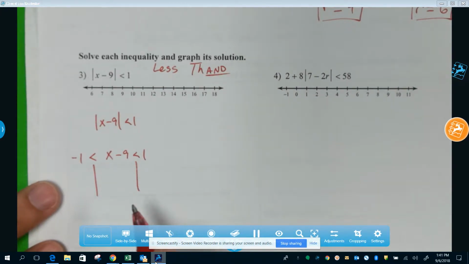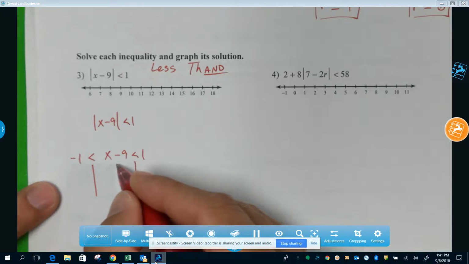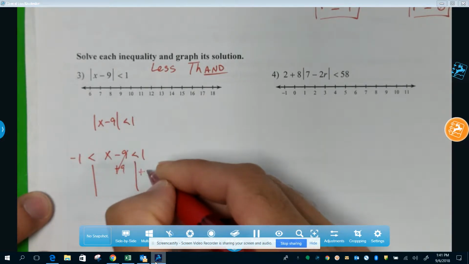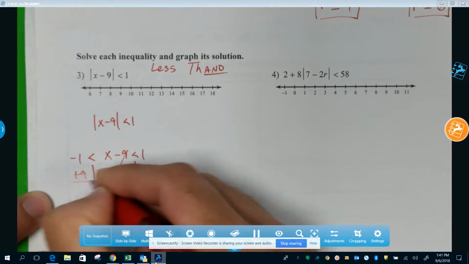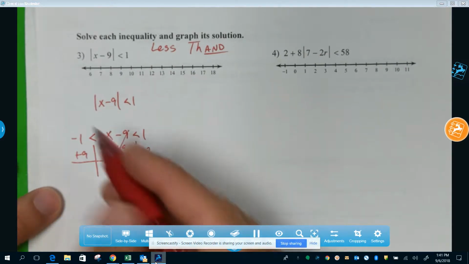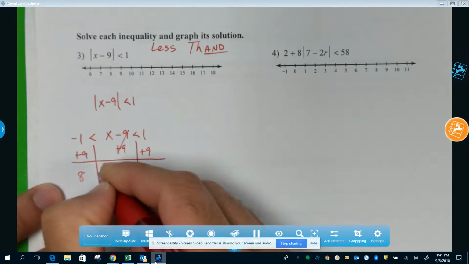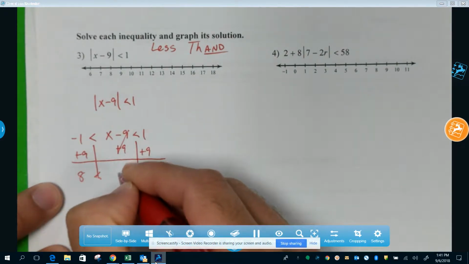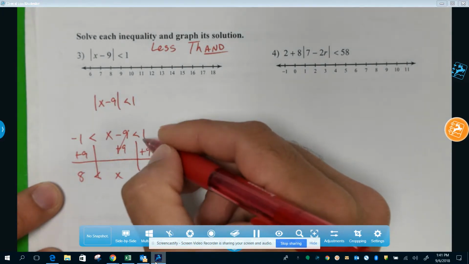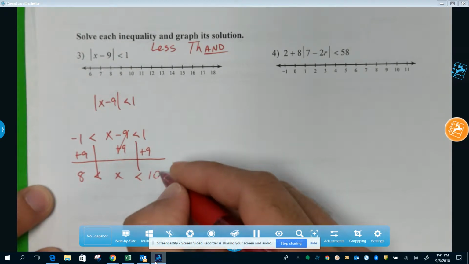And we will solve for x. In this case, to get x by itself, we're going to add 9 in the middle section. But if we add 9 in the middle, we have to add 9 on all sections. Negative 1 plus 9 gives me 8. We don't flip our sign because we didn't divide by a negative. Signs stay the same. And on the right, positive 1 plus 9 gives me 10.